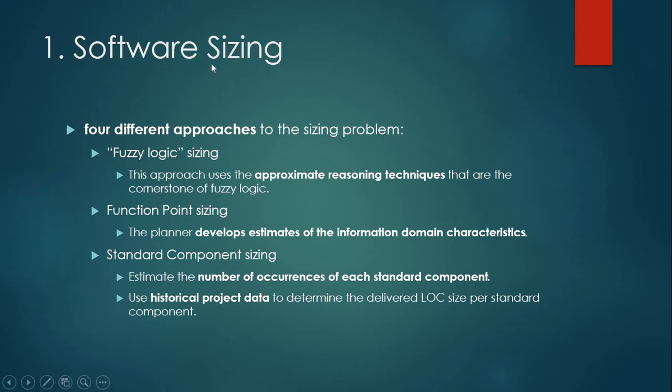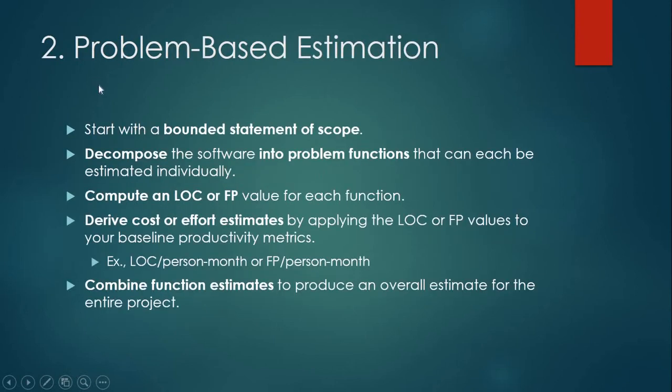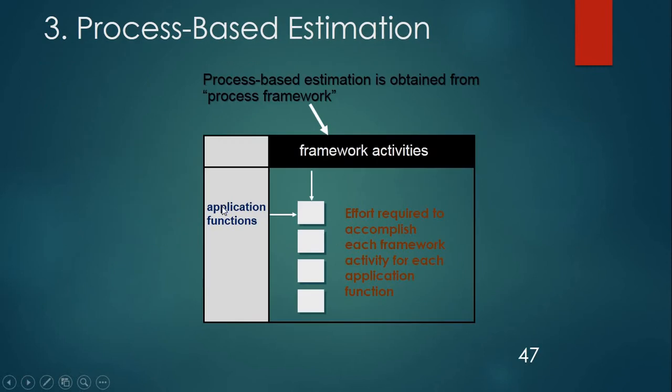Okay, so this was the software sizing. In it we were using fuzzy logic, function pointing and standard component sizing. In problem based estimation we discussed two things, LOC, meaning line of code, and FP, meaning function point. Now we will discuss our third technique, that is process based estimation. Process based estimation is obtained from the process framework.